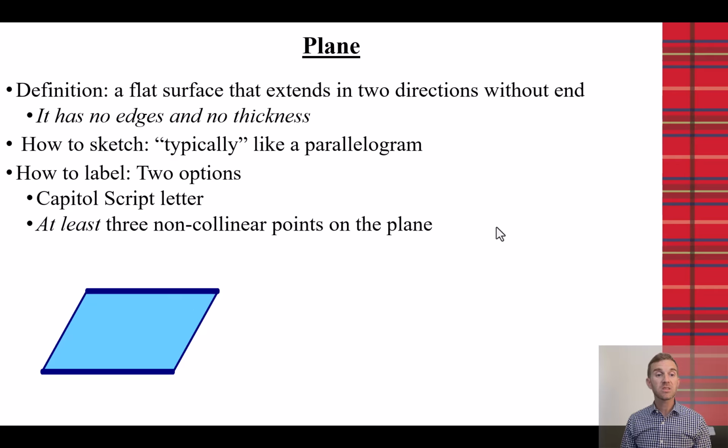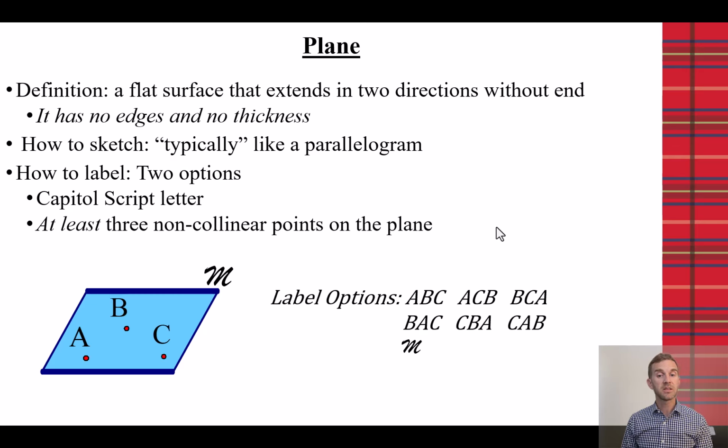We label this either with a capital script letter or at least 3 non-collinear points. So typically you'll either see it listed with 3 non-collinear points or 4, but it just needs to be at least. So if I look at my image now, I could call this plane M, or I could call it ABC, plane CBA, any of those combinations. And if I had a 4th point, I could add that in as well if I wanted to.